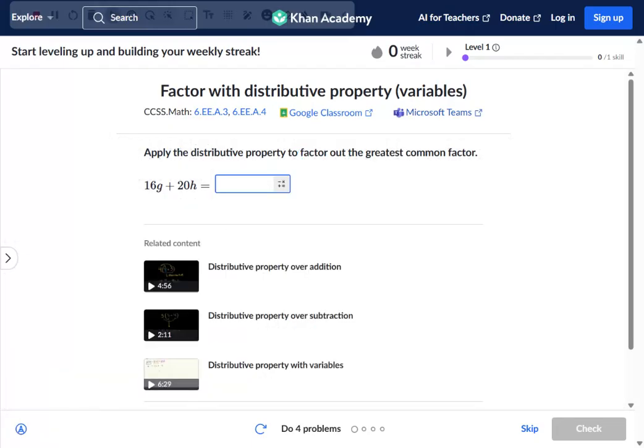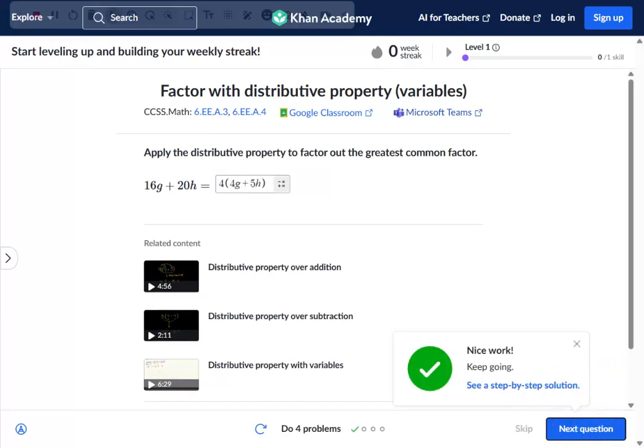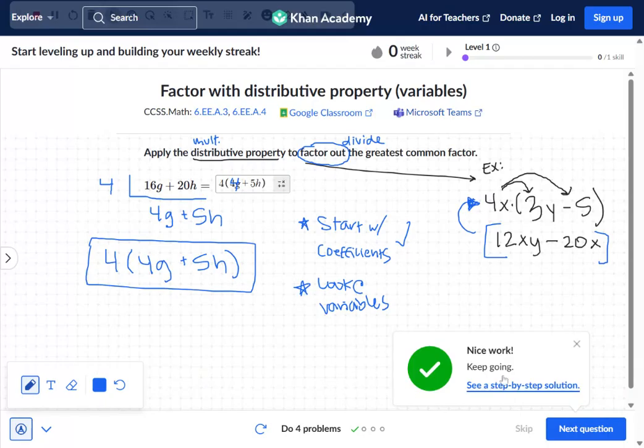Let's try it out. 4 parenthesis 4G plus 5H. I meant to add this back in. All right, so we checked, it was correct. Use this video as a reference while you continue working out the rest of the problems.